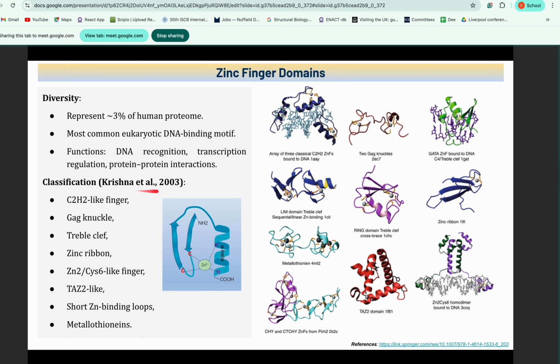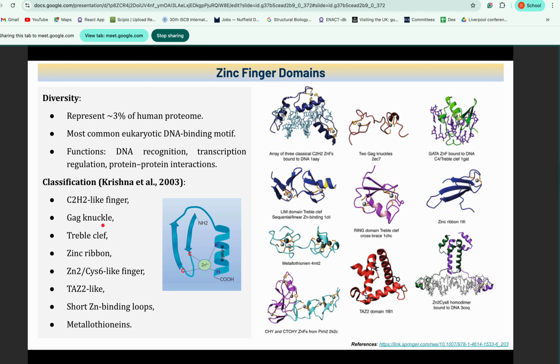So now, according to the Krishna et al. study of 2003, they have classified these zinc finger domains into these classes. So one is C2H2 like finger, which we have studied, with two cysteine residues and two histidine residues. Okay, so now here you can see, one cysteine residue is present in this turn and another is the initiation of another beta sheet, whereas two histidines are present in the alpha helical structure. So they coordinate with the zinc ion, due to which the name is C2H2 like finger.